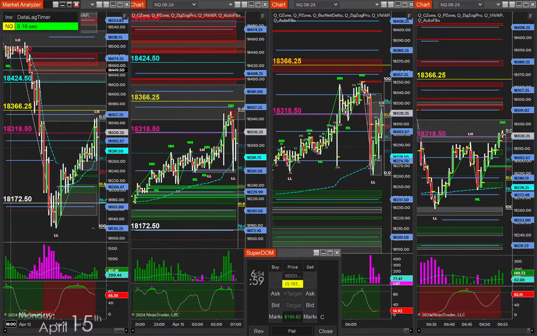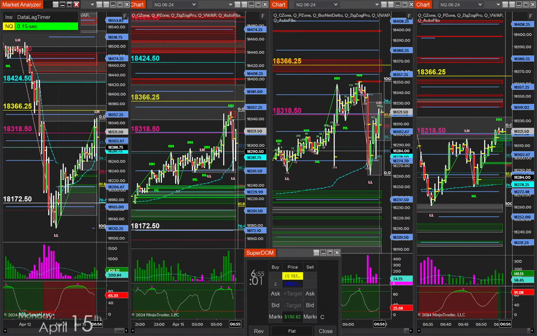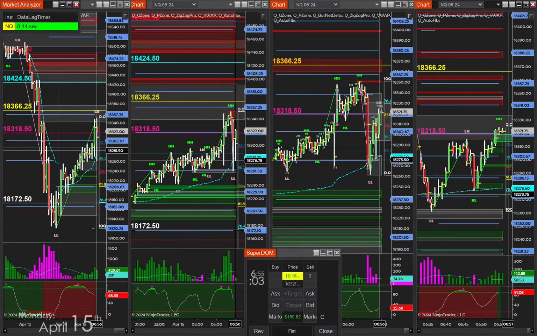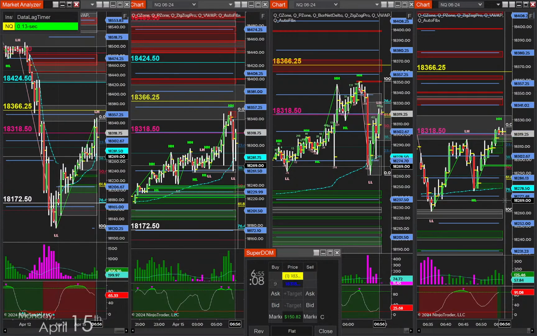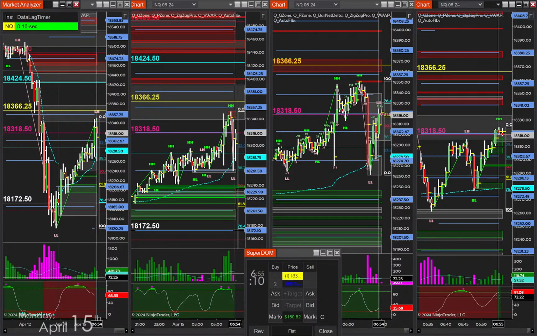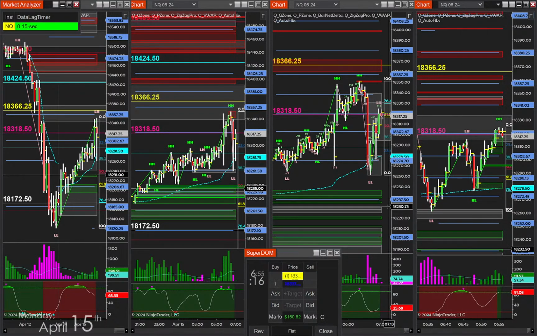Yeah, the 1 minute just shifted to a long, right? The fibs. But again, the momentum is just a little high here, so I think there's going to be a pullback here on the 1 minute.